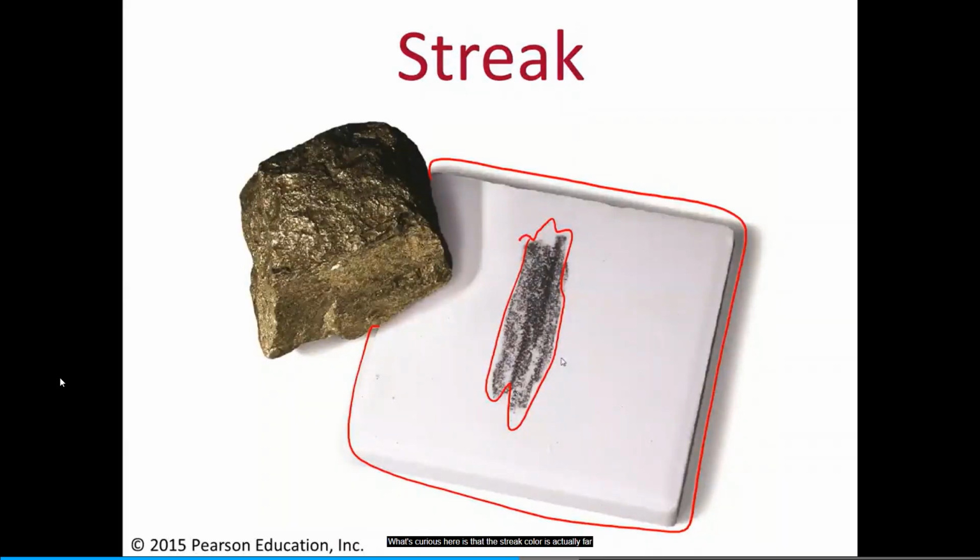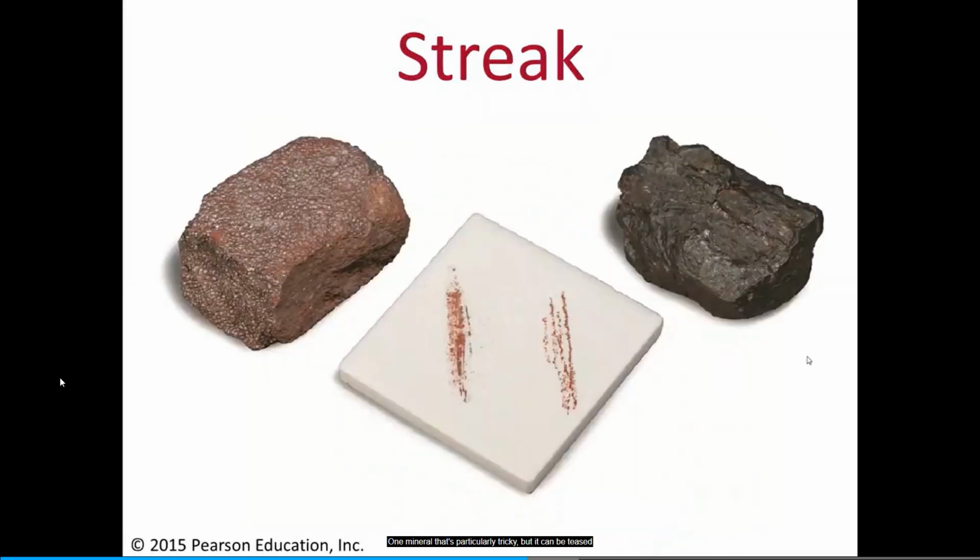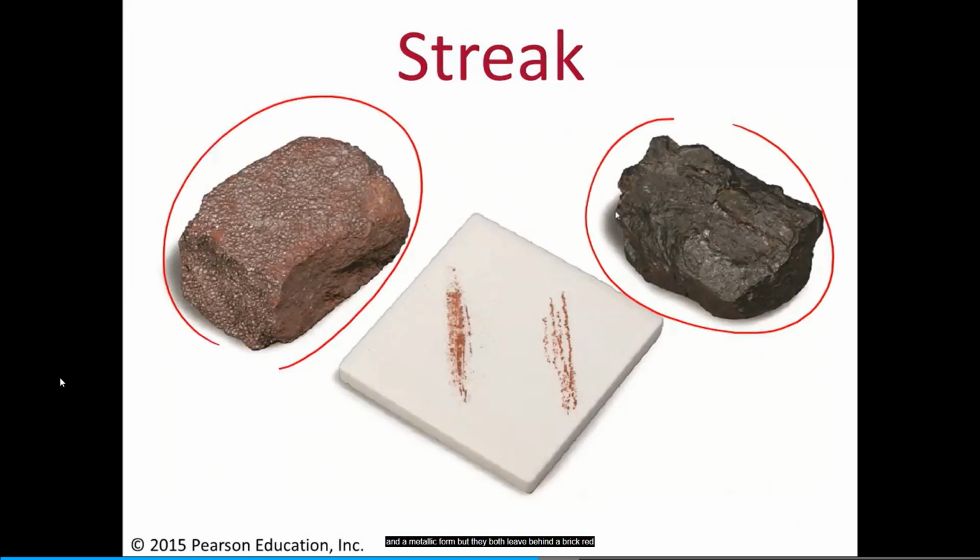What's curious here is that the streak color is actually far more reliable than the color of the mineral specimen itself. One mineral that's particularly tricky, but it can be teased out with the benefit of the streak plate, is hematite. You can see here that hematite comes in both a non-metallic and a metallic form, but they both leave behind a brick red streak on the streak plate, so you can rely on that.